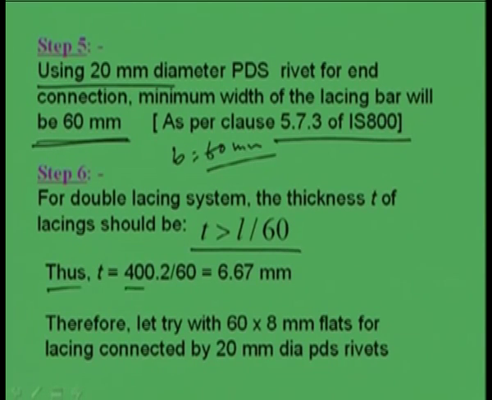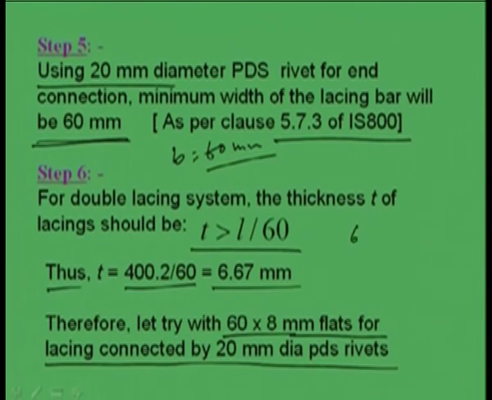So, this is the difference. The thickness we are going to get is 400.2 by 60, equal to 6.67 mm. So, we can use 60 by 8 mm flat bar for lacing connected by 20 mm diameter power driven shop rivet. Earlier, in single lacing system it was 60 by 10, and here we are going to use 60 by 8. So, in double lacing system we are reducing the thickness. Now, let us see from other points of view, from buckling and other points of view, whether it will be able to carry that much load or not.